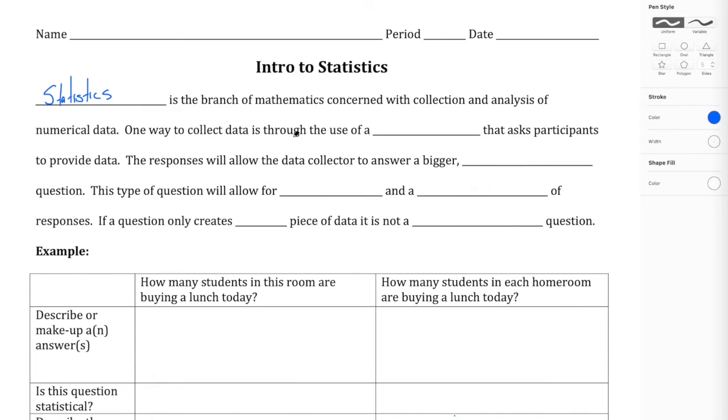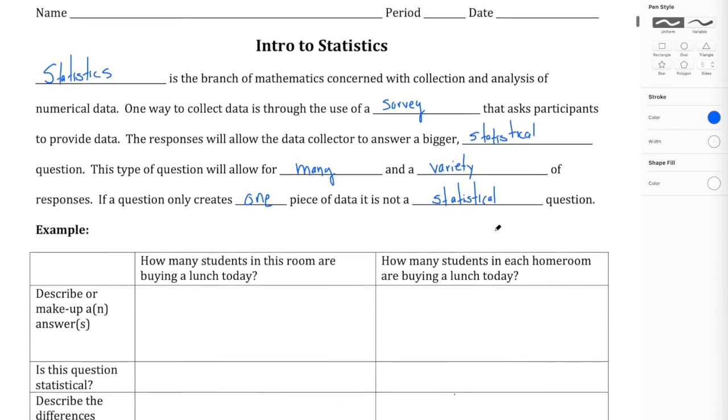One way to collect data is through the use of a survey that asks participants to provide data. The responses will allow the data collector to answer a bigger statistical question. This type of question will allow for many and a variety of responses. We'll talk more about that. The opposite, if a question only creates one piece of data, it is not a statistical question.